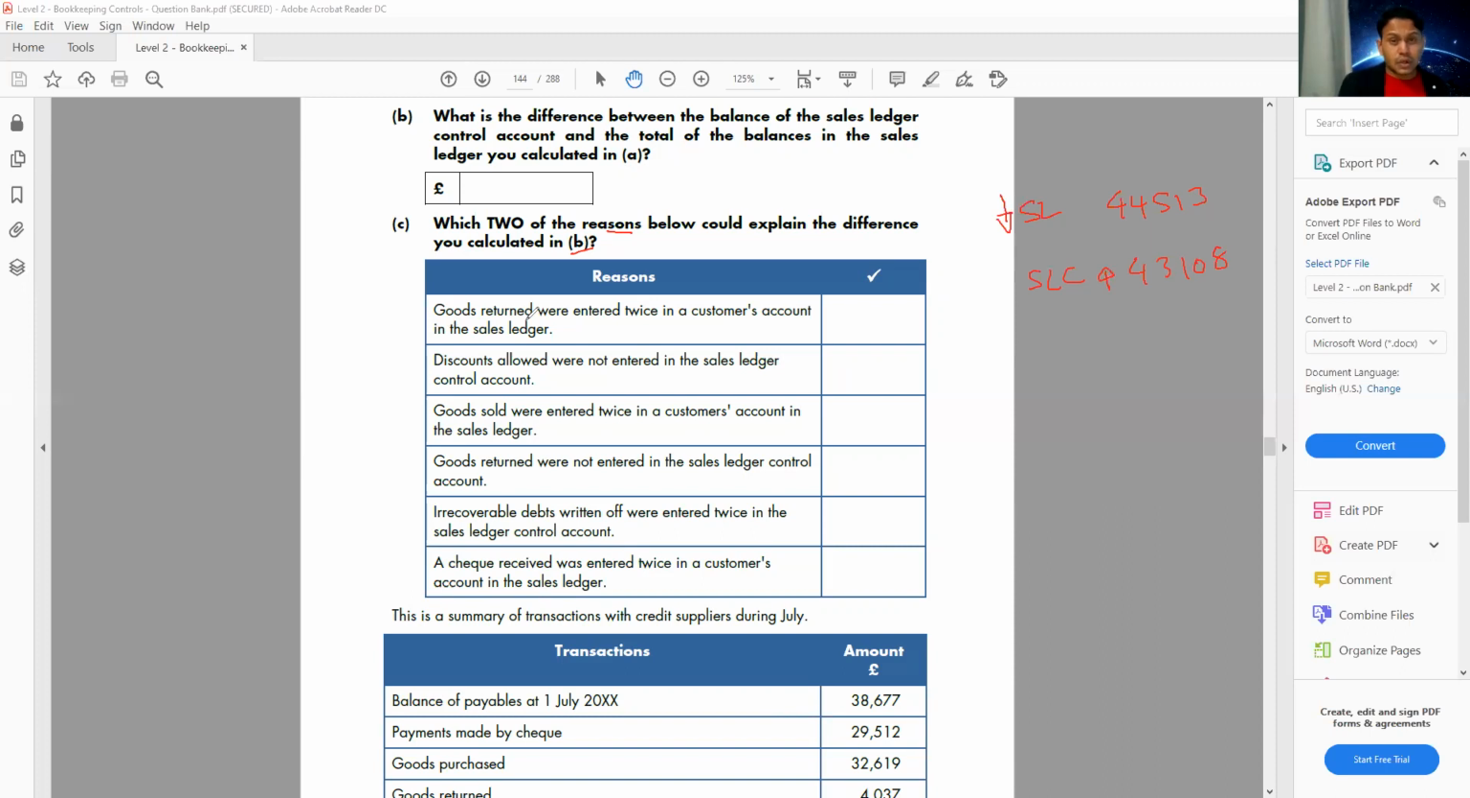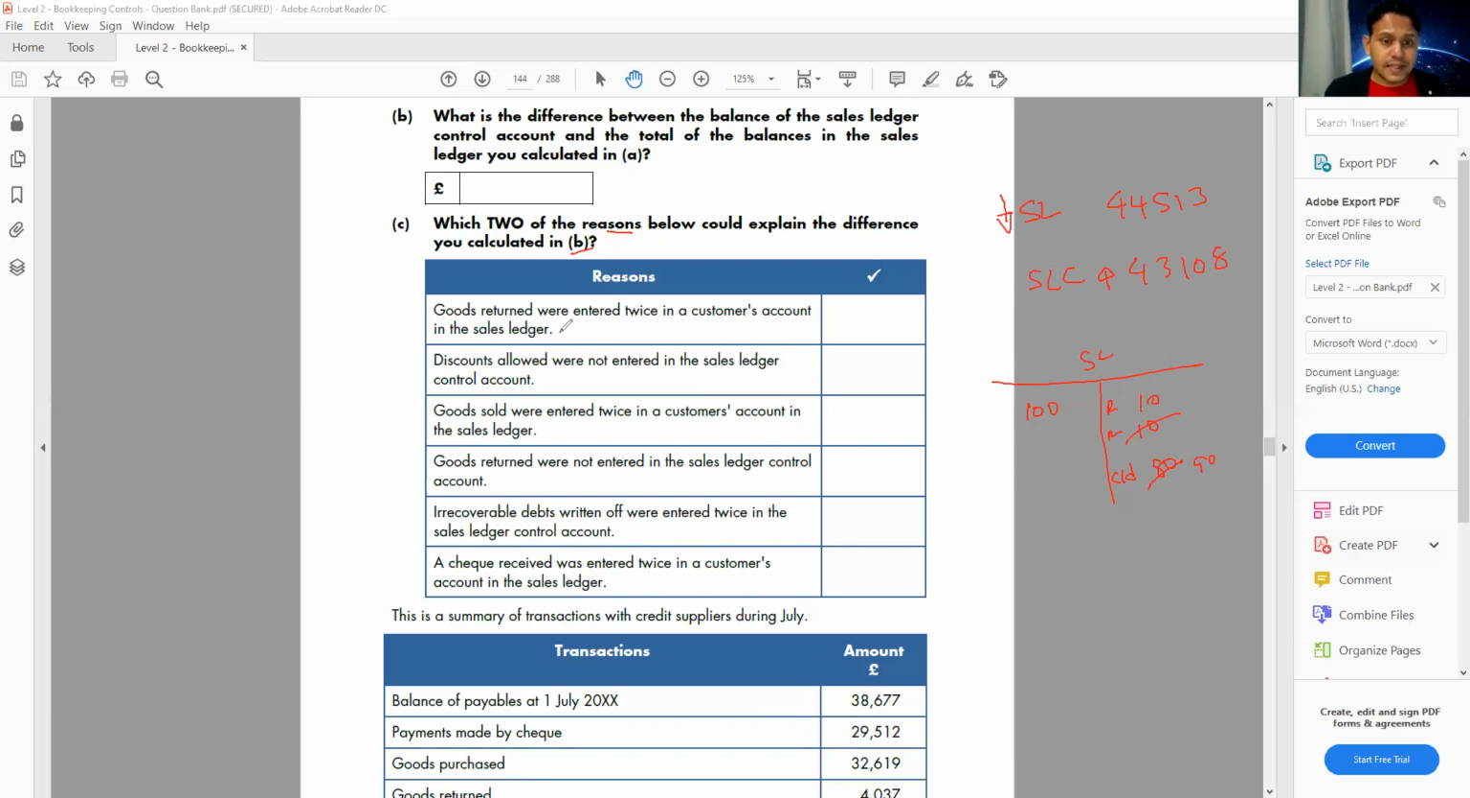Goods returned were entered twice in the customer account in the sales ledger. Let's say we have a sales ledger. The sales ledger we have already more, so you need to find the reason that could make it less. Let's say my sales ledger here is 100 as the opening balance, and returns are 10 and 10, and the balance c/d is 80. So they said goods returned were entered twice in the customer account. Maybe I mistakenly entered the return twice. Now for example, if I remove one return, this is also a return, this is a return. So if I remove one, my balance will go up to 90, isn't it?